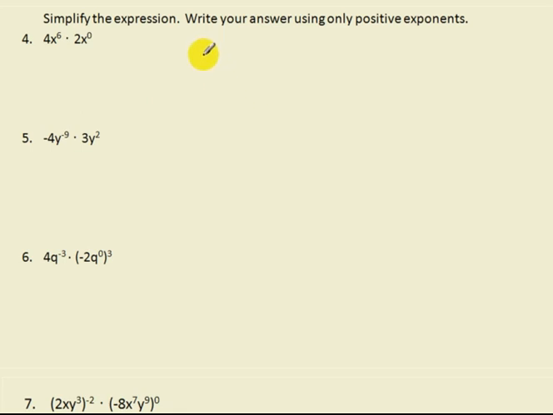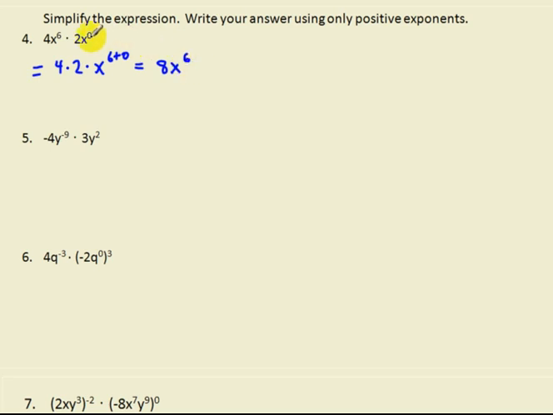Okay, number 4, we start getting a new set of directions here, and the instructions tell us to simplify the expression and write your answer using only positive exponents. So here we have 4x to the 6th times 2x to the 0 power. Well, we can look at our coefficients first. So we have 4 times 2, and then we're multiplying x times x, so we can add the exponents, 6 plus 0. So this will give us 4 times 2 is 8, and x to the 6 plus 0 is x to the 6.